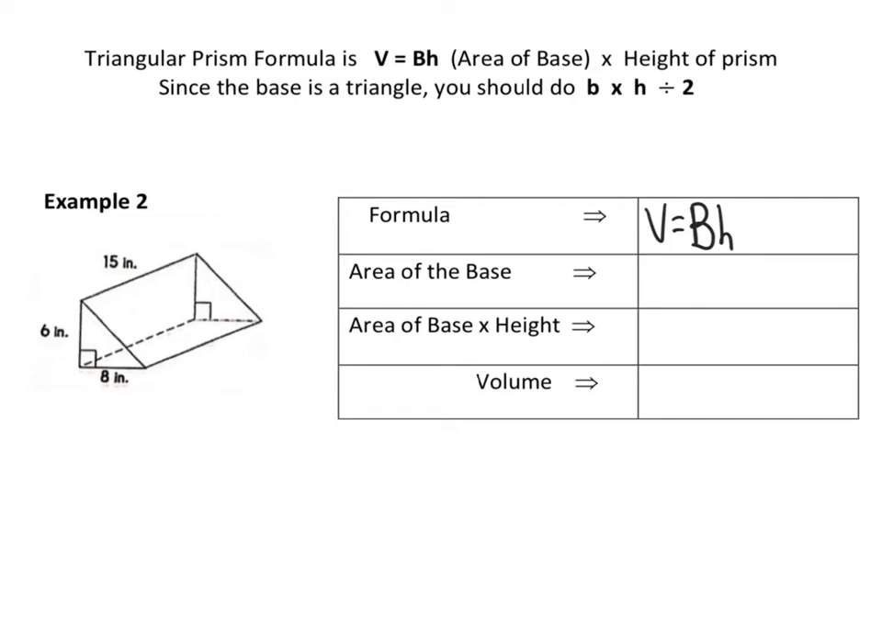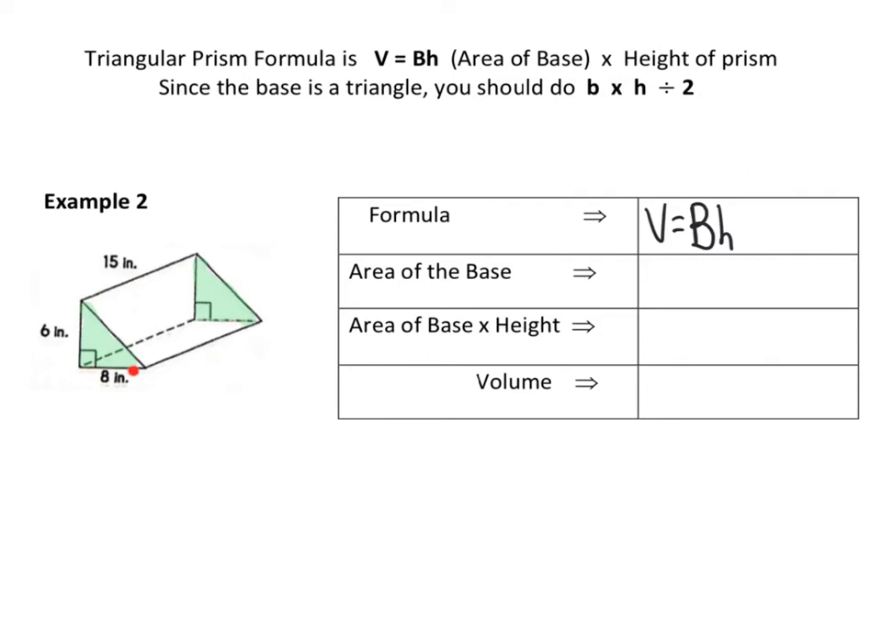I'm going to shade my bases first. Since I know it's a triangular prism, the triangles are the bases. So there's actually 2 bases here. The triangles are the bases. So now I need to find the area of the base. I know that I have to do base times height divided by 2 for a triangle.